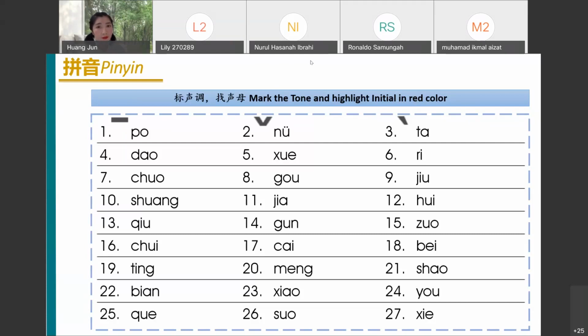Okay, already more than 5 minutes. No one finished yet? A little bit more difficult than you think, right? Red color. Yes.